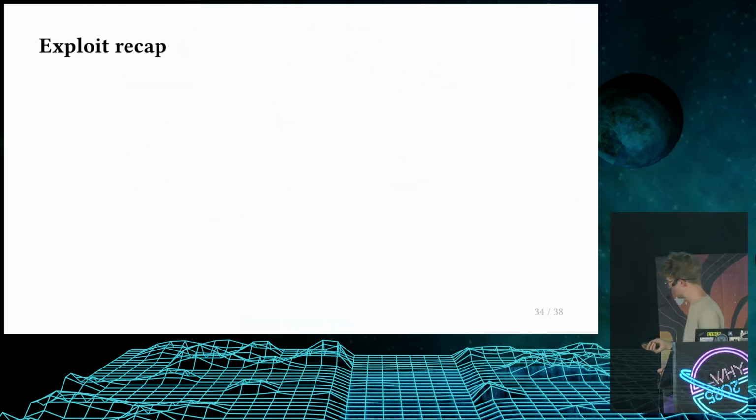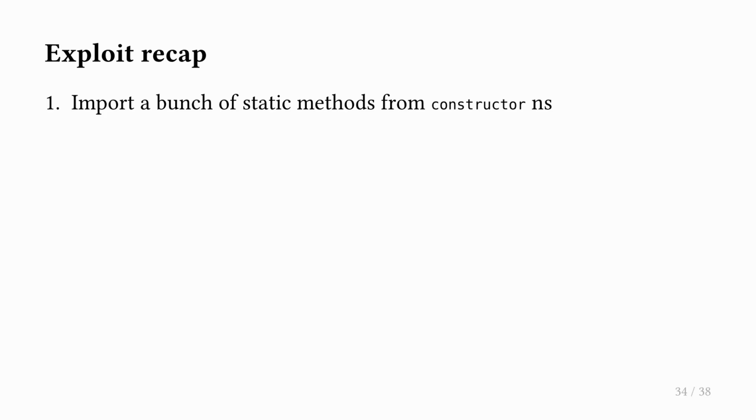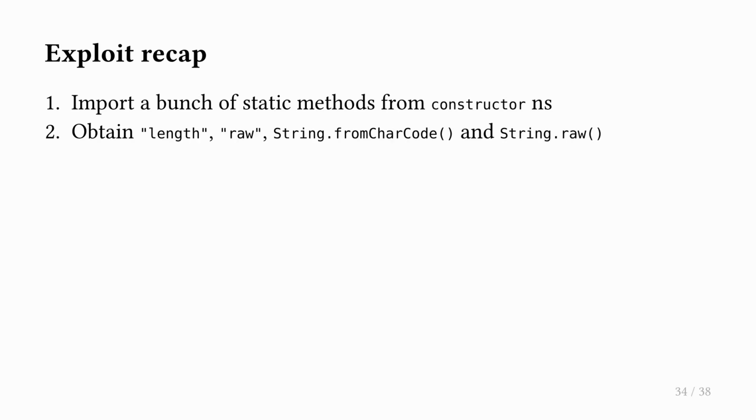So now this is basically popping the stack of problems all the way back up. This is a recap of what we did. So we import a bunch of static functions from the object constructor. In addition to the object prototype, we import all of those. Then using those imports and all of the things I showed, we obtain length, we obtain string raw, these two dynamically, or functions that we want to call dynamically.